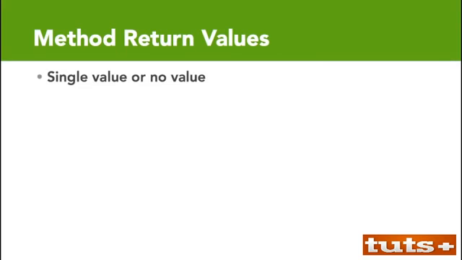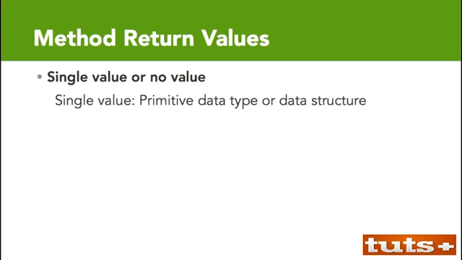Methods can only return a single value, or the method might not return anything. The return value from a method can be a primitive data type or a data structure. When a method does not return a value, it is considered a void method, and the keyword void is put in the method header in place of the return type.